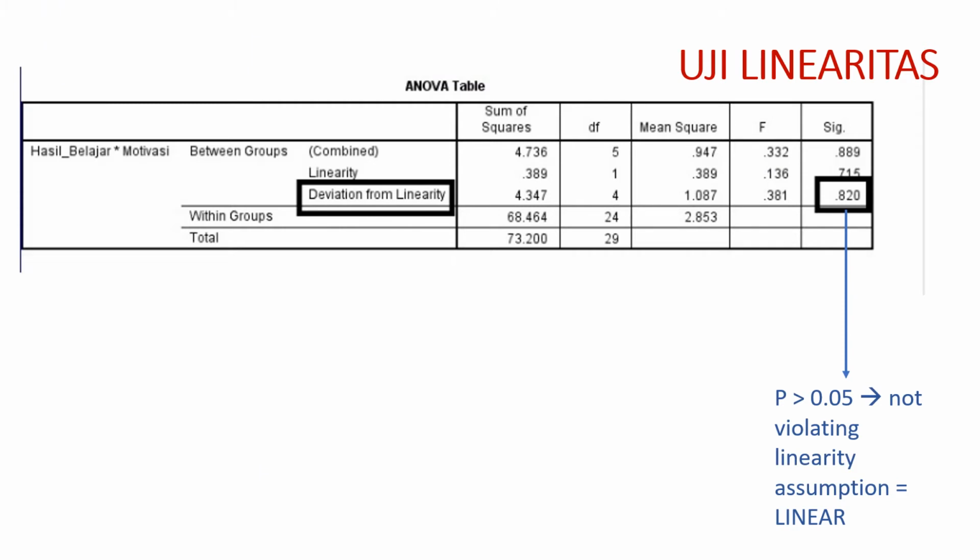What you will want to check is this one, the deviation from linearity. Again, if the deviation from linearity is not significant, it means that your data is linear, because it's not deviating from linearity. So if the p is greater than 0.05, then it's not violating the linearity assumption. Then it means that your data is linear, and that's great. You can continue to do further statistical analysis.